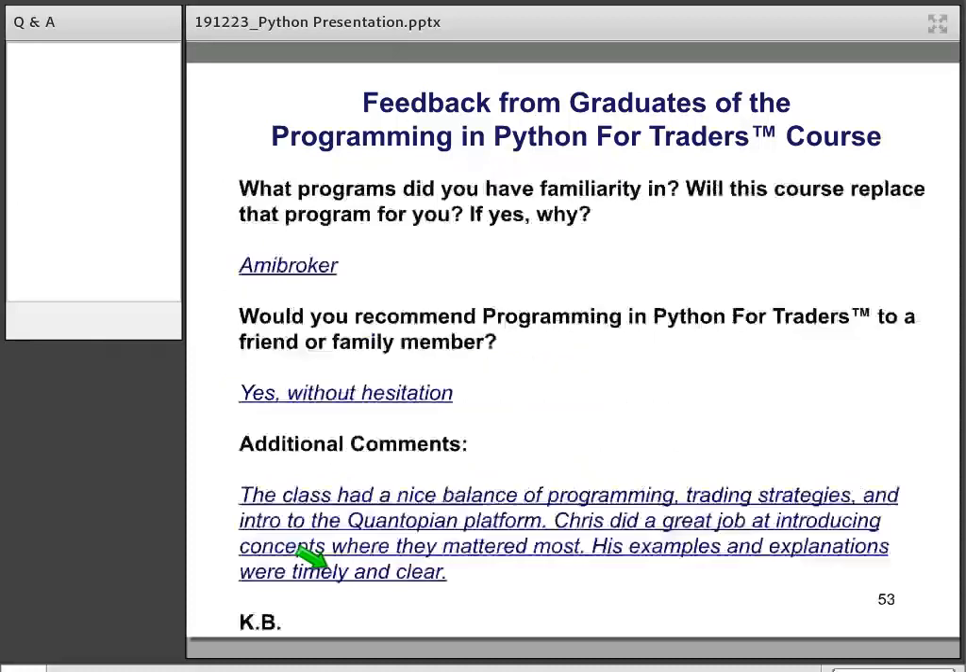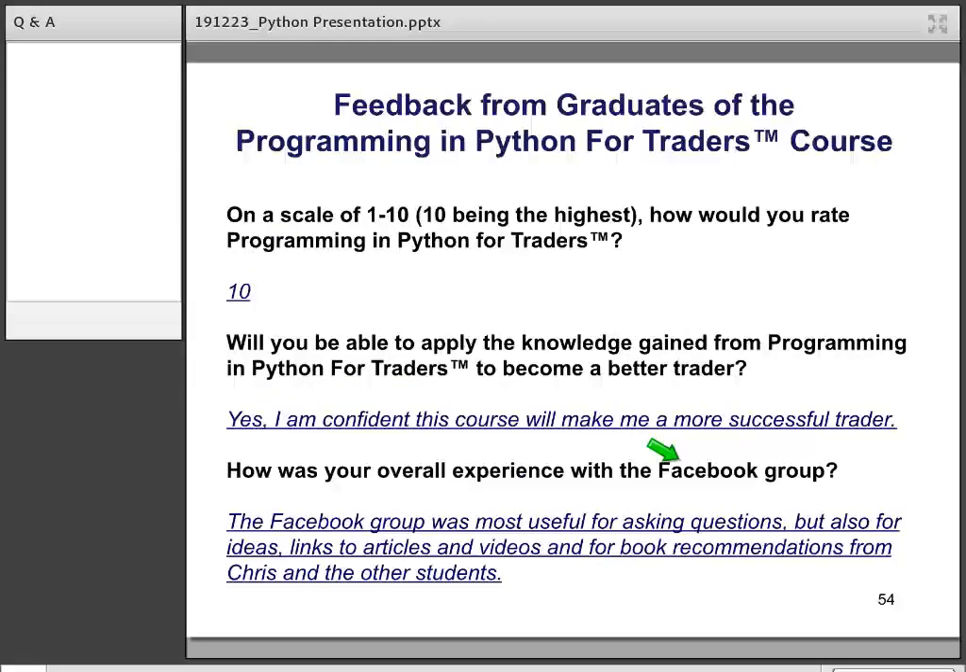Another gentleman, a great amount of experience. This person here came in with experience from Amy Broker. You could see he would recommend this to a friend or a family member without hesitation. The additional comments are good. The class was interesting. Class had a nice balance of programming, trading strategies, and intro into the Quantopian platform. Chris did a great job at introducing concepts where they mattered most. His examples and explanations were timely and clear.